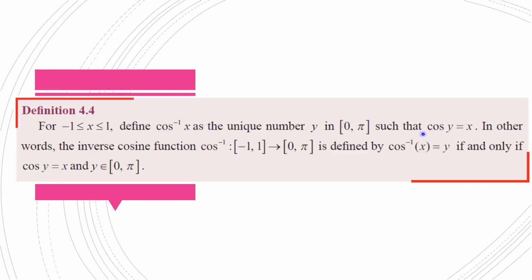So when cos inverse moves to this side, only the cos remains. So cos y equal to x. So this is the definition of the inverse function, that is the cosine inverse function. In other words, the inverse cosine function, we have already studied f from A to B. Here, instead of the function name f, they have given cos inverse. From A, the set, that is the domain, here the domain is the closed interval -1 to 1, which implies the range will be 0 to pi. It is defined by cos inverse of x equal to y.